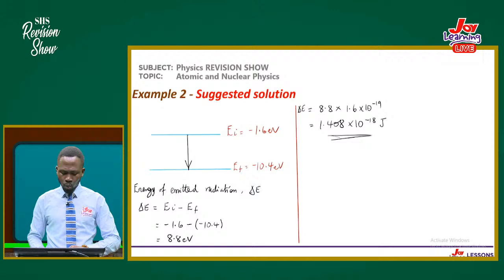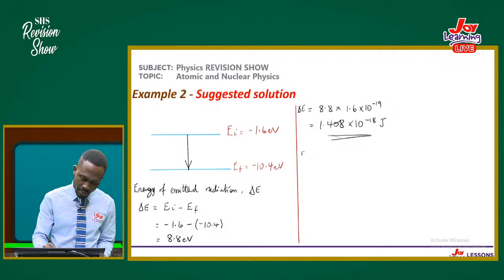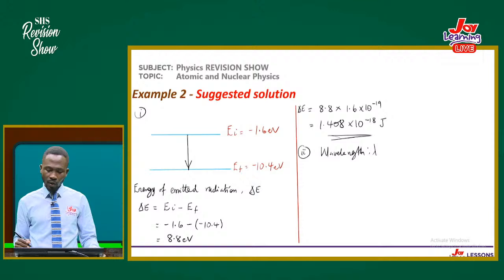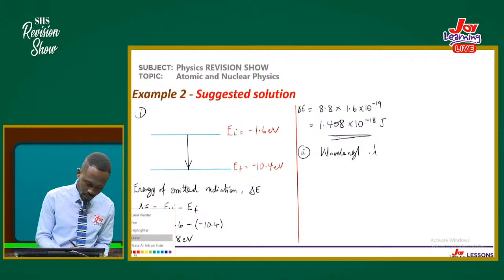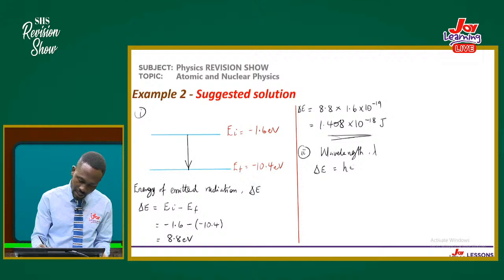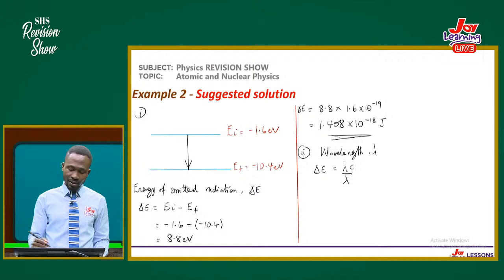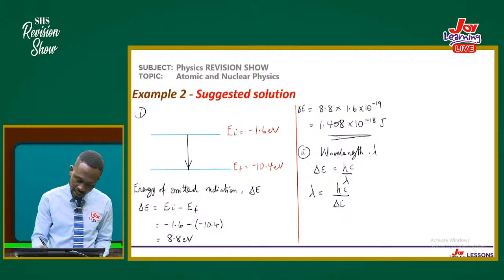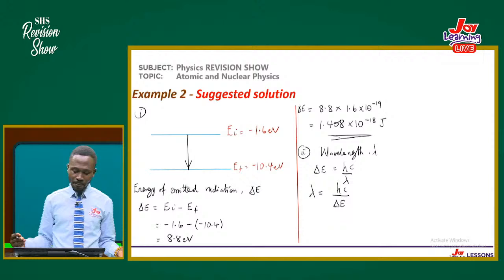So I'm going to look at maybe the II part. This could be the I part. So I have wavelength, which is lambda, the wavelength of the emitted radiation. Now, how do we solve that? Our formula says change in energy equals hc on wavelength. So we can make wavelength the subject to get wavelength equals hc on change in energy. And luckily for us, we have just solved for the change in energy. So we have the value to put it there.